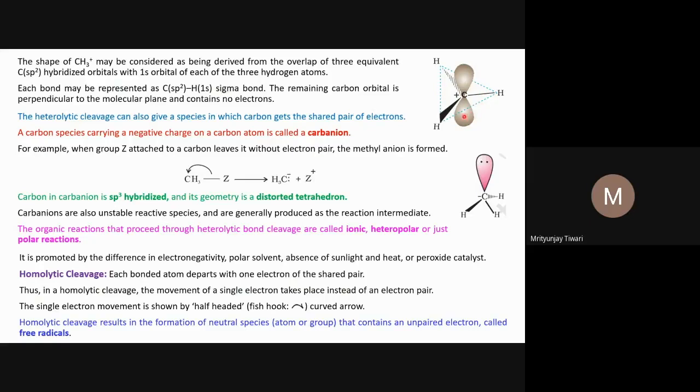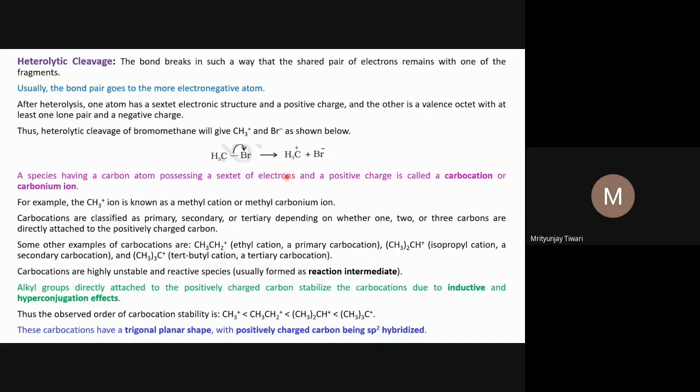Although the energy difference between this empty orbital and the filled sigma bond orbital is very high, so this overlap will not be very efficient, it will definitely give certain stability. But because of hyperconjugation, this species does not become so stable that it can be isolated. The heterolytic cleavage can also give a species in which carbon gets the shared pair of electrons. But as we have seen, the carbon in this case gets a positive charge. It doesn't get the shared pair of electrons.